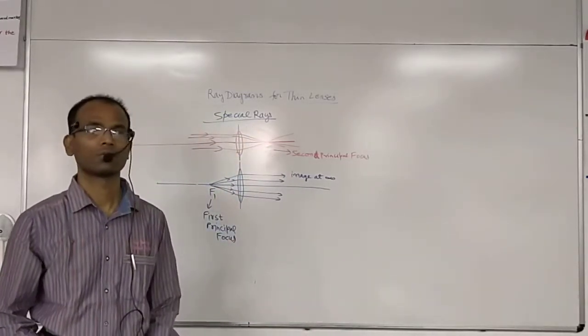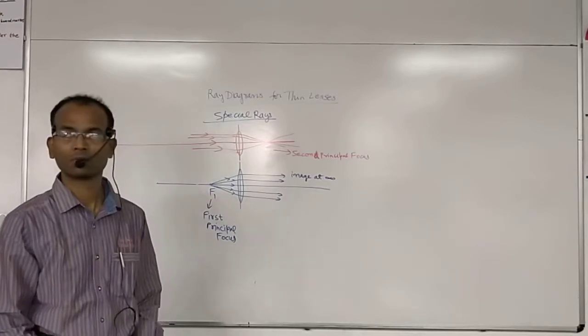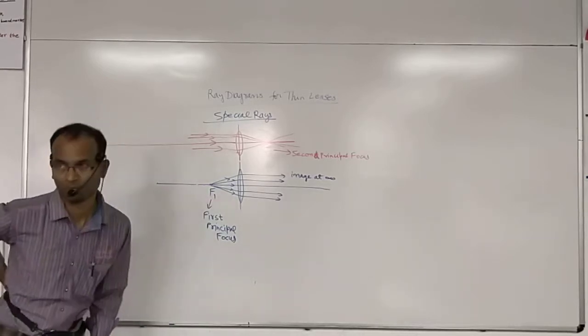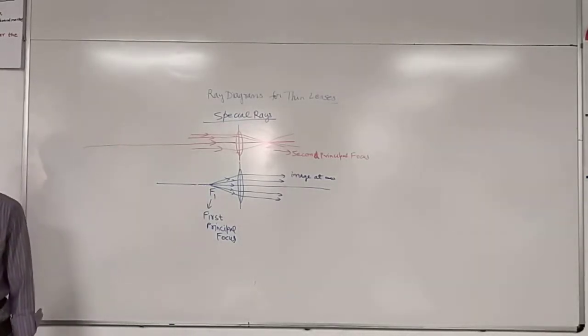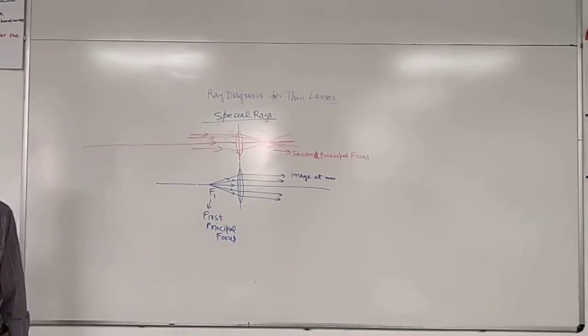Excellent. Very good. You got the hang of it. Can you repeat? The second principal focus is a point where the image is formed when the object is at infinity. Very good. Write it down, please.